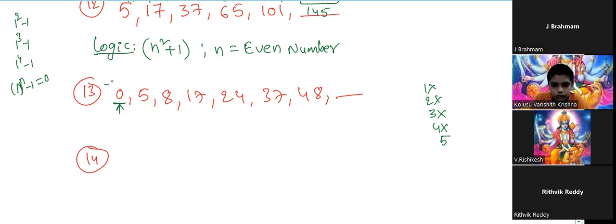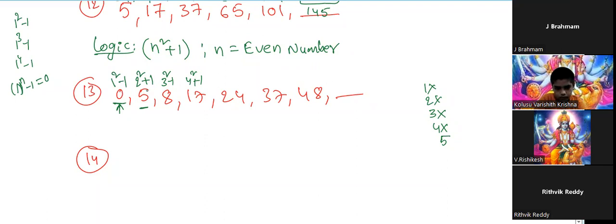First number is 0, so what can we try? 1 square minus 1. And it is nearby. Let us try 2 square minus 1. 2 square is actually 4. 4 minus 1 is 3. 3 square is 9, minus 1. Then 4 square minus 1, and 5 square minus 1. I think you got the pattern. Yes, sir. 2 square, 3 square, 4 square, 5 square. That is common. Here, minus 1 is common.